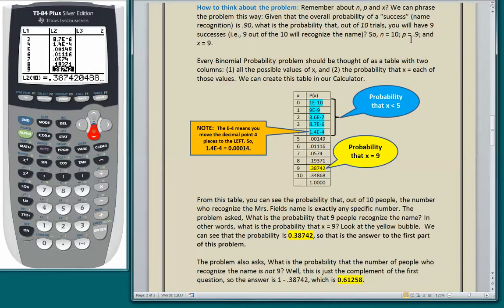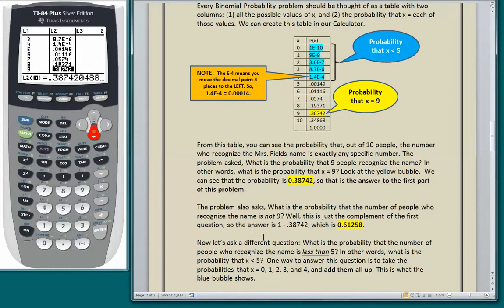So that's the answer to that second question. What is the probability that x does not equal 9? Now let's ask a different question. What is the probability that the number of people who recognize the name Mrs. Fields is less than 5? So in terms of notation, in other words, what is the probability that x is less than 5? One way to answer this question is to take the probabilities that x equals 0, 1, 2, 3, and 4 and add them all up. This is what the blue bubble shows, and I'm just repeating something I mentioned briefly before. So that's one way to answer this question.